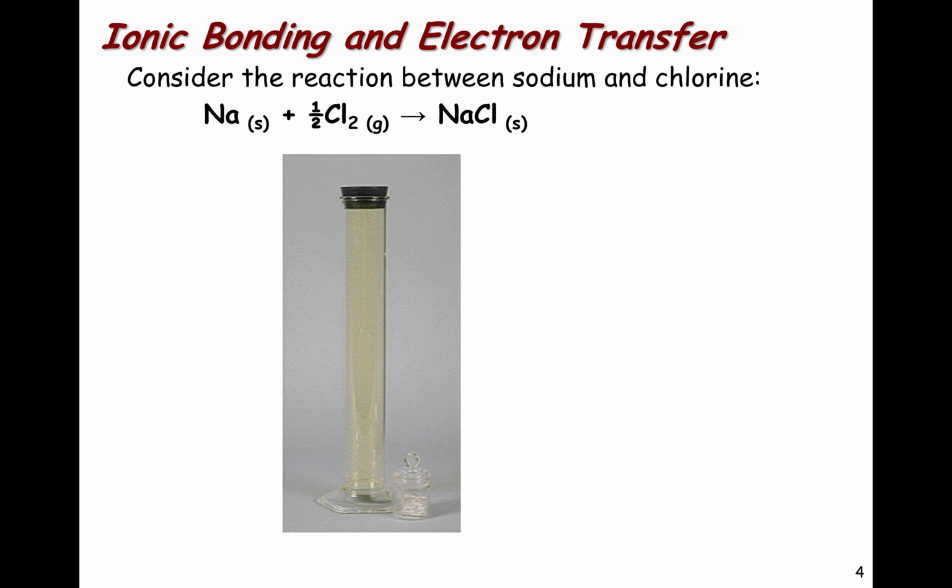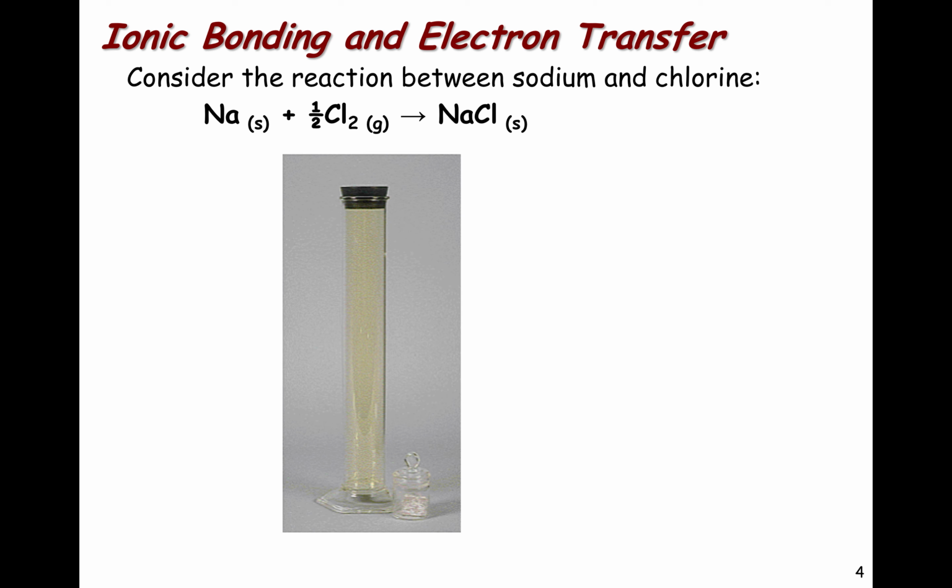As I indicated previously, it turns out that metals tend to lose electrons to form positively charged ions, while nonmetals tend to gain electrons to form negatively charged ions. What we have here is the reaction between sodium metal and elemental chlorine, in which an electron will be transferred from sodium to the chlorine atom.